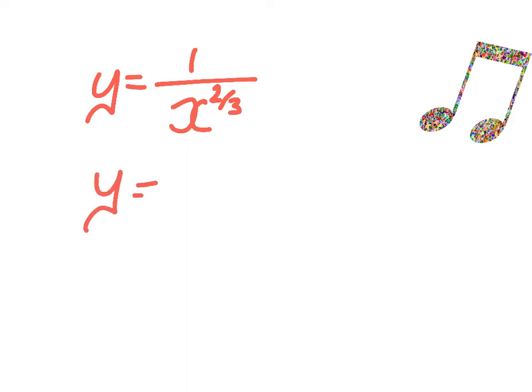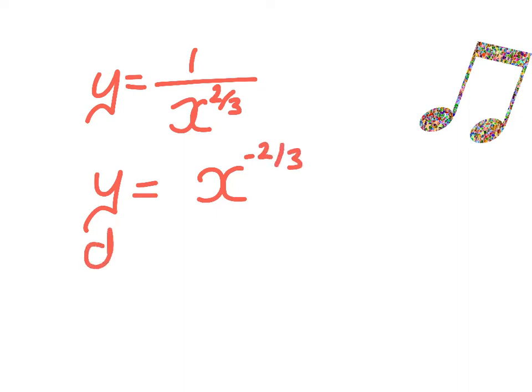Okay, 2. This time y is equal to 1 over x to the power of 2/3. Now before we differentiate that, we're going to have to do a bit of preparation. The x is on the bottom of the fraction, so I want to bring it up, which makes it negative. So it's going to be x to the power of negative 2/3.